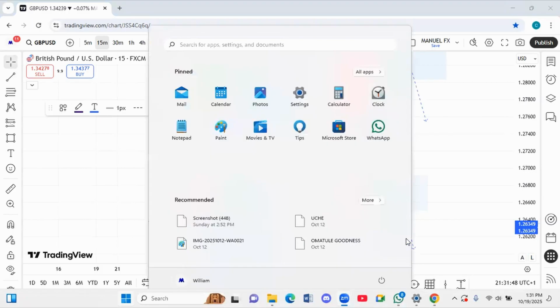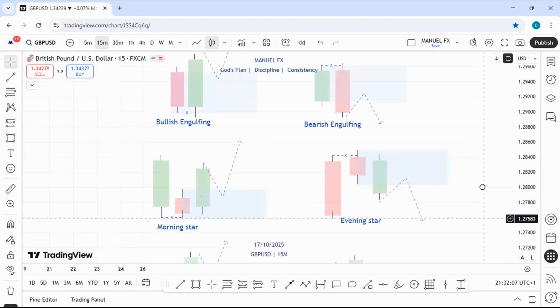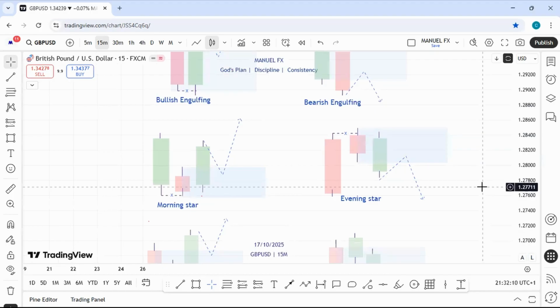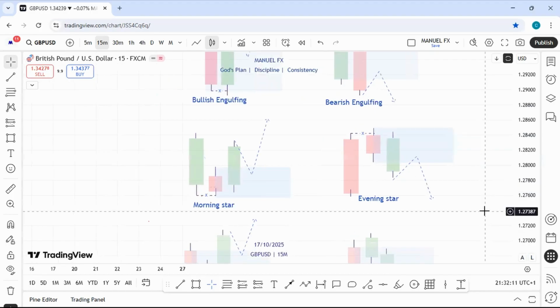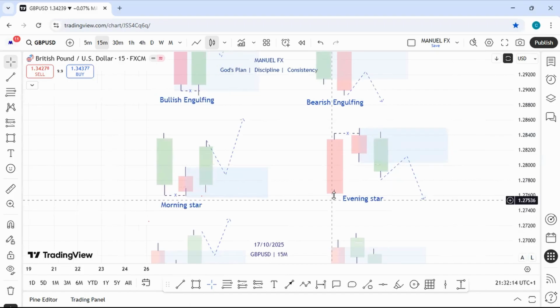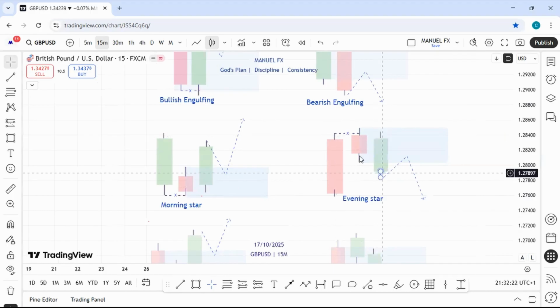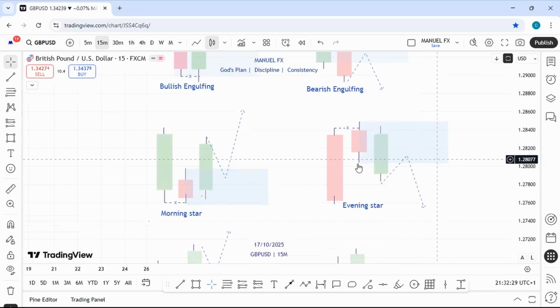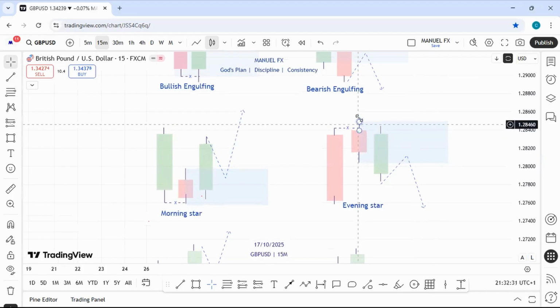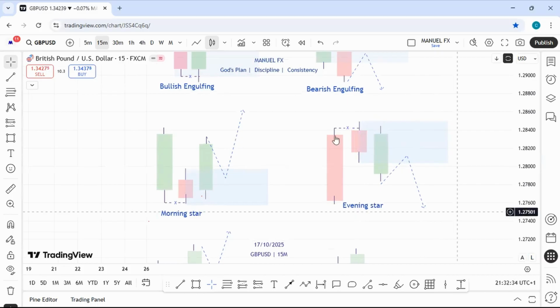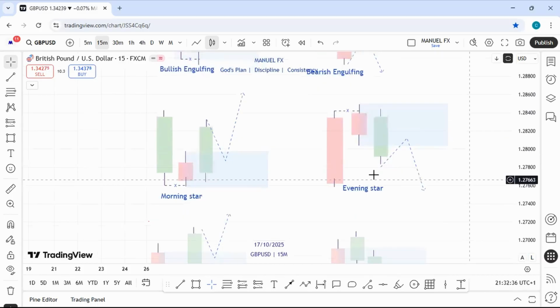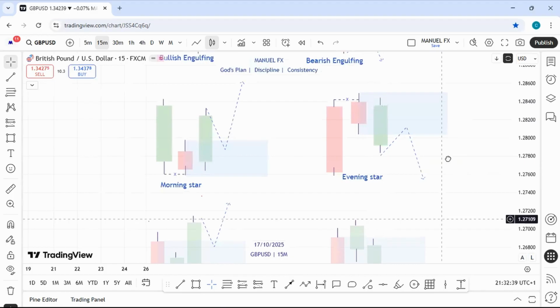Okay, so for the evening star, I was saying that the same thing happens as in the morning star. I want to see the second candle sweep the low of the first candle, and then the third candle engulf the second candle and not engulf the first candle. Automatically my POI becomes the whole body and wick of the second candle, which I expect price to tap and then sell.